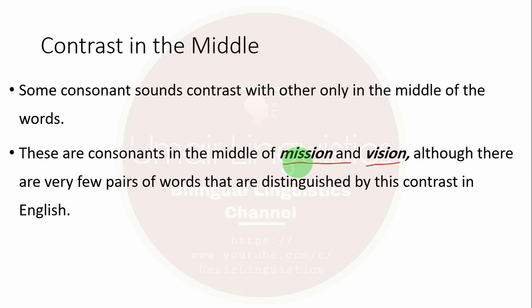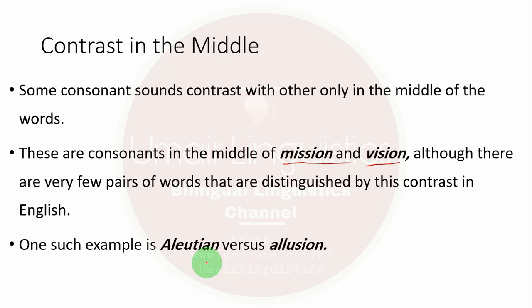In mission, in the beginning we have m, in vision we have v, but however they can rhyme with each other and they are different from each other just by the middle consonant. Mission has sh, and in vision we have zh. And there is one more example for some speakers, which is allusion and Aleutian. There is a chain of islands which are known as the Aleutian Islands.